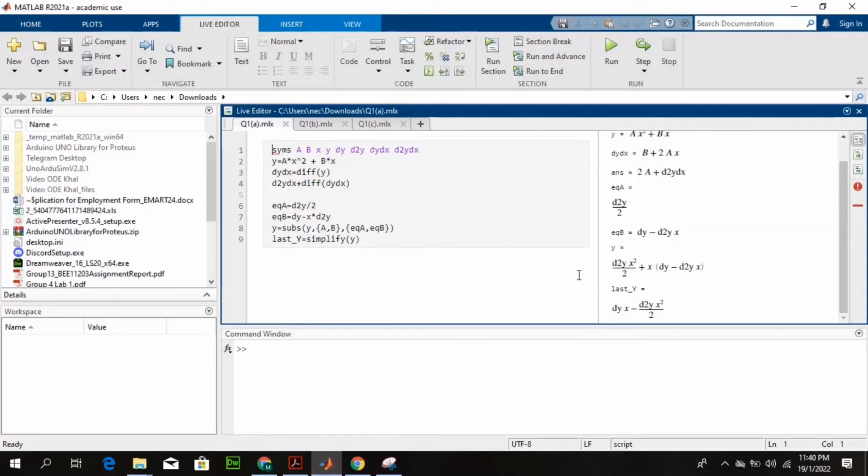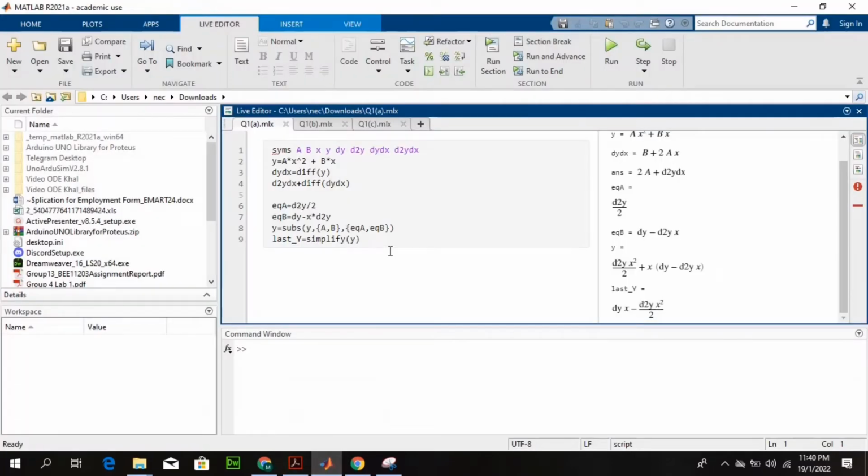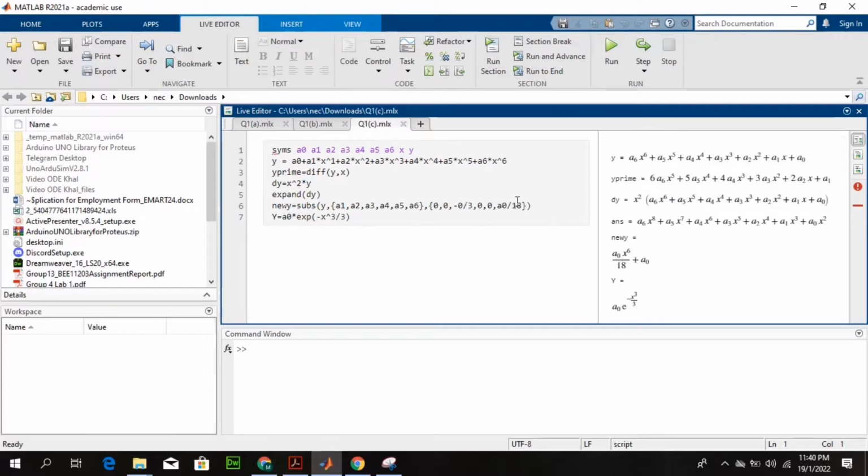Okay, this is MATLAB calculation. From the manual calculation, we can conclude that the answer will be same. If you can see question 1C, the calculation in MATLAB is different with manual calculation, but the final answer is same.